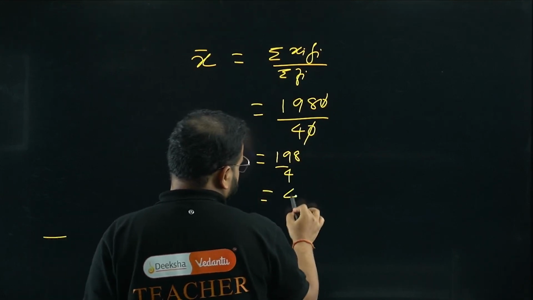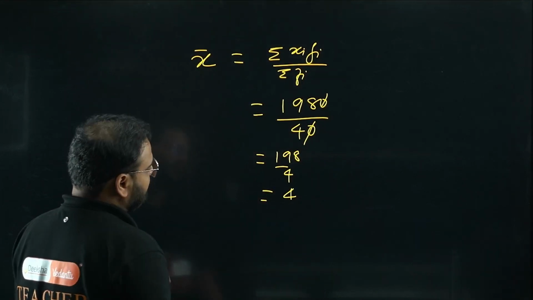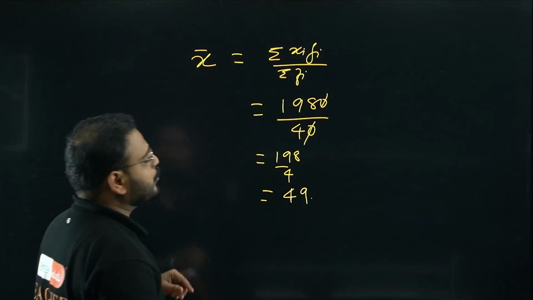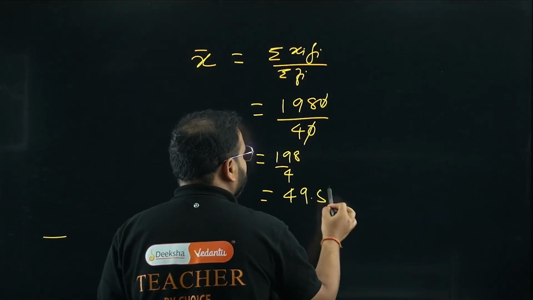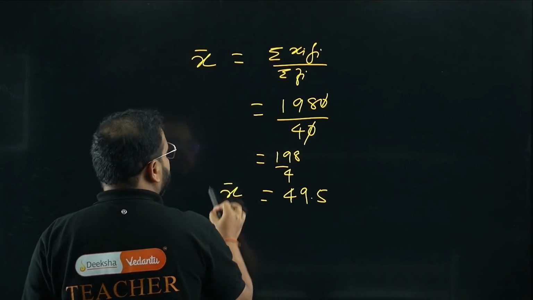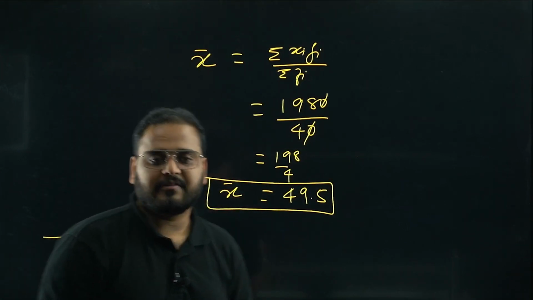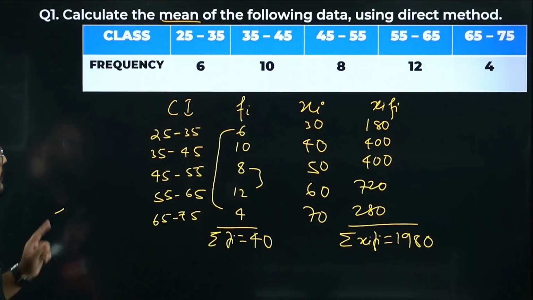4 4s are 16. Then I have 3, right? 38. So 4 9s are 36. I have 2 now. So 20. 4 5s are 20. 49.5 is my value of mean with the help of direct method. Get the answer as 49.5. Please have a look.